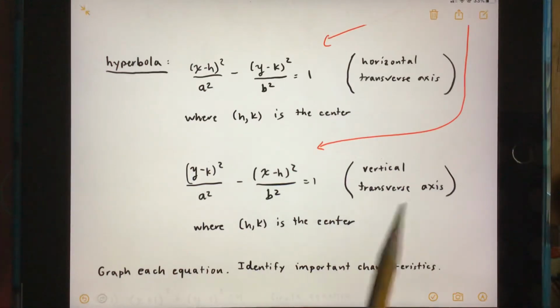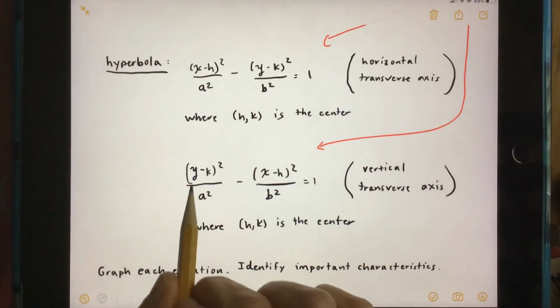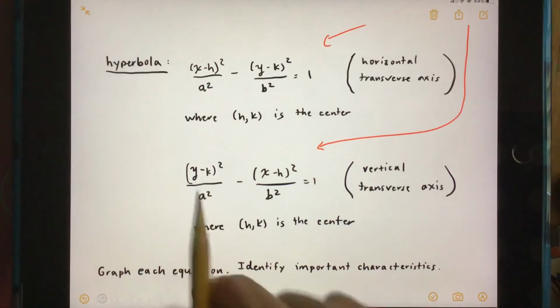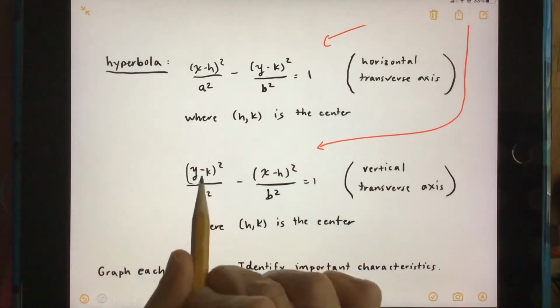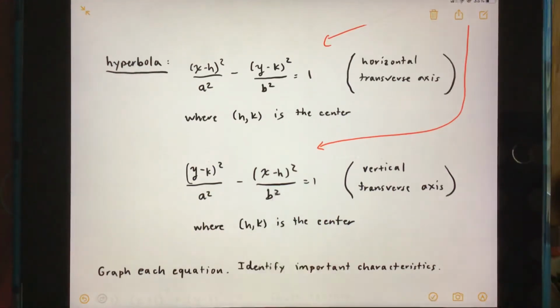Similarly, if we have a vertical transverse axis, if the branches of our hyperbola open up or down, we would have the y squared term come first, and in the case where we're not centered at the origin, the y will pair with the k, and the x will pair with the h, and we would be able to easily write the equation of a hyperbola not centered at the origin.